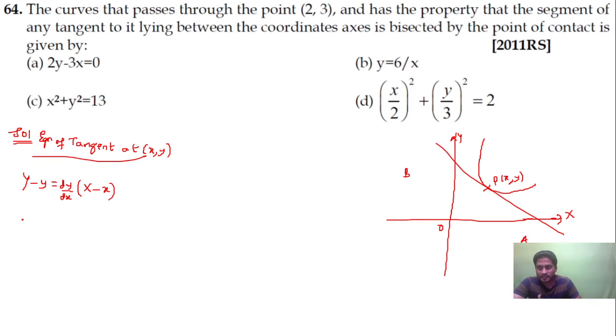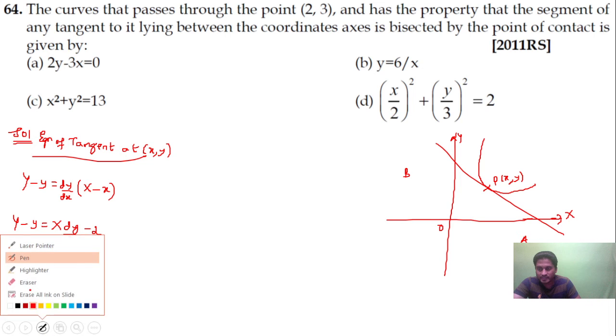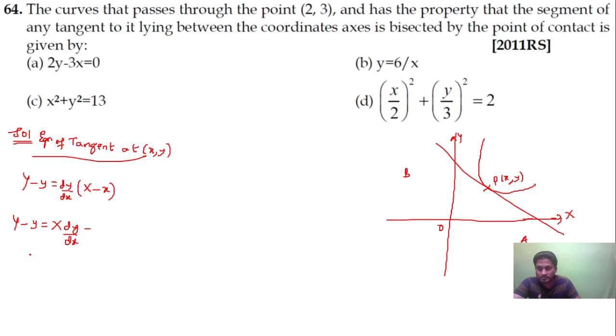So I'll bring it to the intercept form. This is capital Y minus y is equal to capital X dy by dx, minus x into dy by dx. Right, I'll bring it to the intercept form now. So this can be written as x into dy by dx minus y is equal to capital X dy by dx minus capital Y.